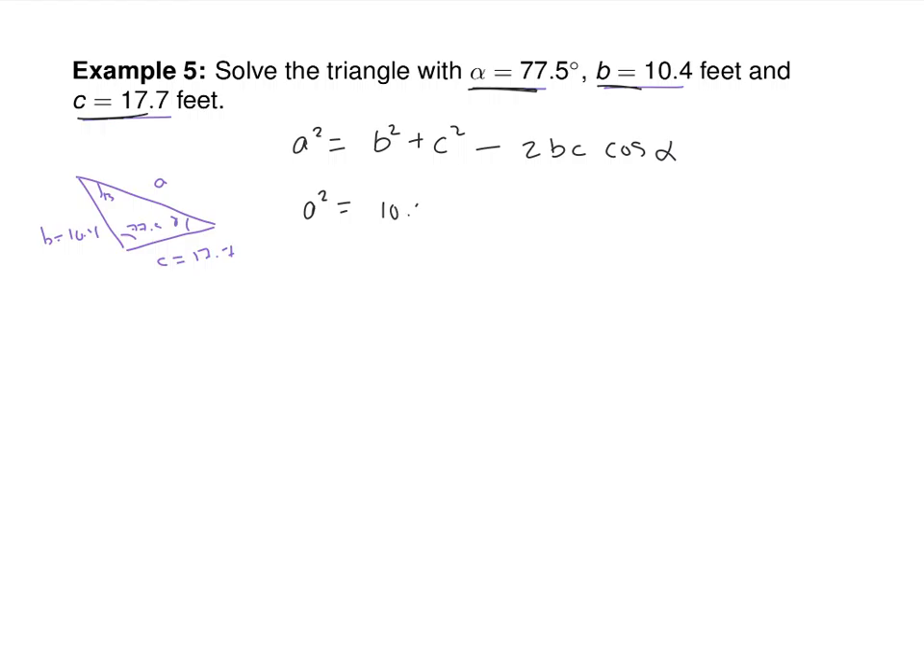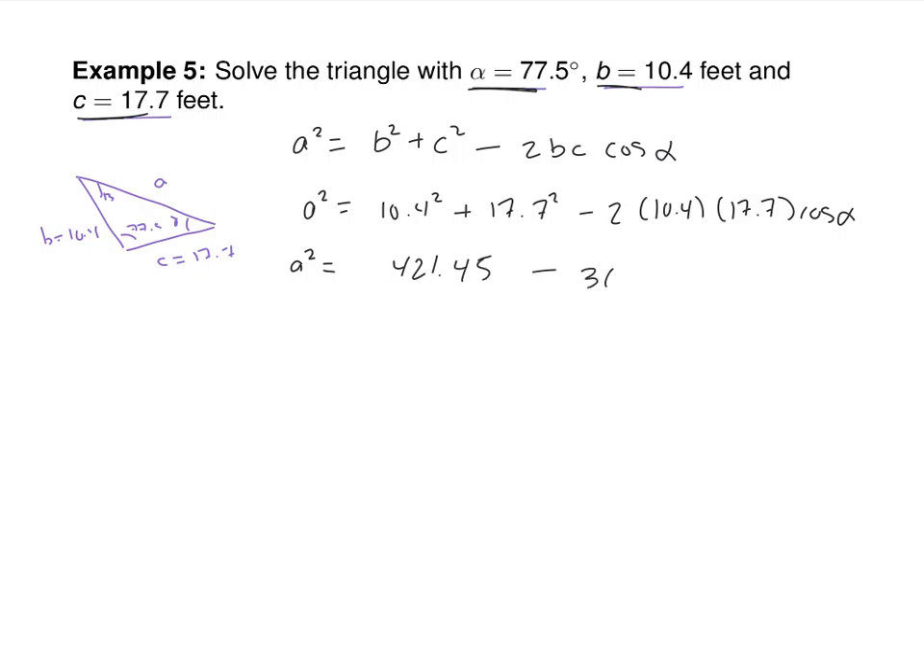So it'll be 10.4 squared plus 17.7 squared minus 2 times 10.4 times 17.7 cosine alpha. Basically, if you make alpha the right angle, it becomes the Pythagorean theorem. Like as if that's what happens. So that tells me A squared is, I got 421.45. Not done yet.